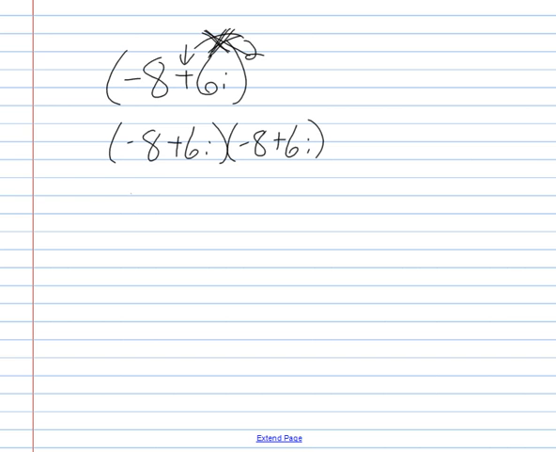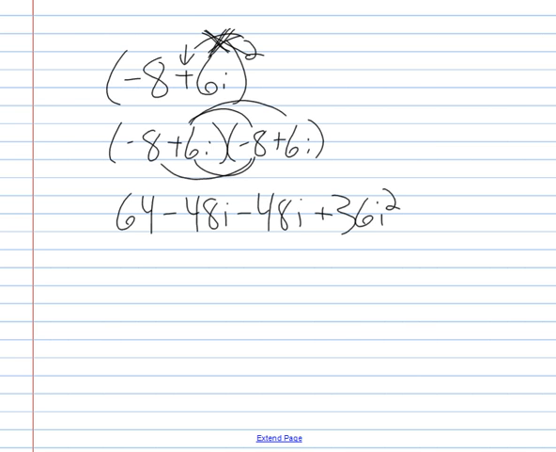That'll give us a 64 minus 48i, and then another minus 48i, and a plus 36i squared. All right, there's an i squared. Immediate reaction: let's turn that into that negative 1. All right, so I'm going to put that actually right away. 36 times negative 1. No more i squared. Okay? And so that simplifies to that.